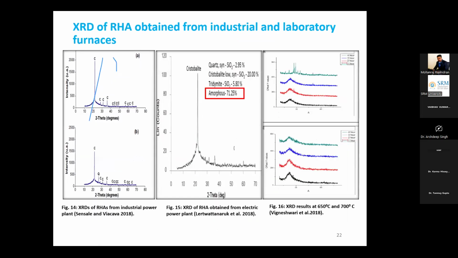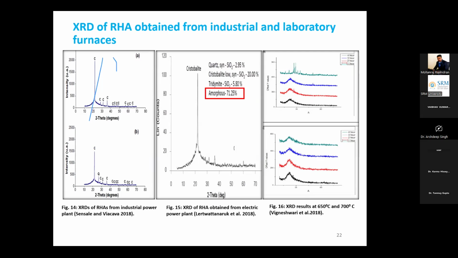These are the XRD of RHA obtained from industrial and laboratory furnaces. On the left hand side, figures 14 and 15 show the XRD pattern of the rice husk ash sample obtained from the industry. On the right hand side, figure 16 shows the XRD pattern of rice husk ash prepared in the laboratory. We can see here that even after burning for a period of 4 hours, very few peaks are generated in the RHA in the laboratory.